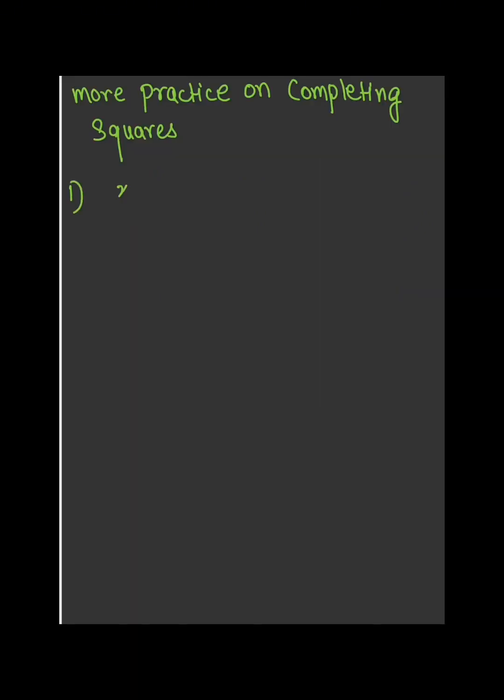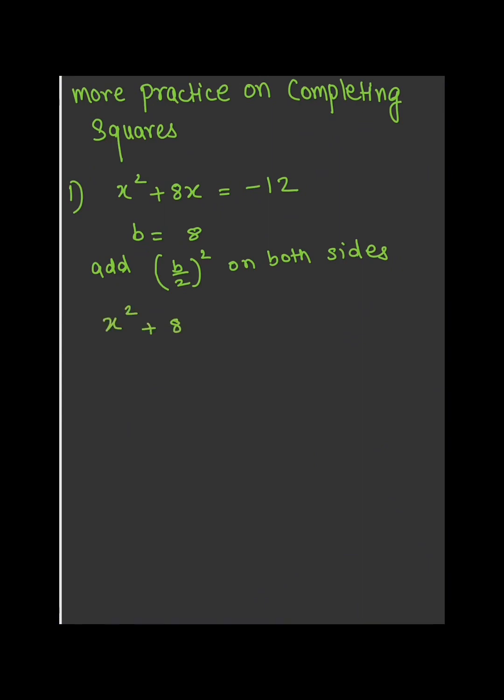Now let's take more practice on such types of questions, completing the square to find the value of x in a quadratic equation. x squared plus 8x equals negative 12. Let's find the b value, which is 8 in this case. Add b over 2 squared on both sides of this equation, which will give you x squared plus 8x plus 8 over 2 squared equals negative 12 plus 8 over 2 squared.